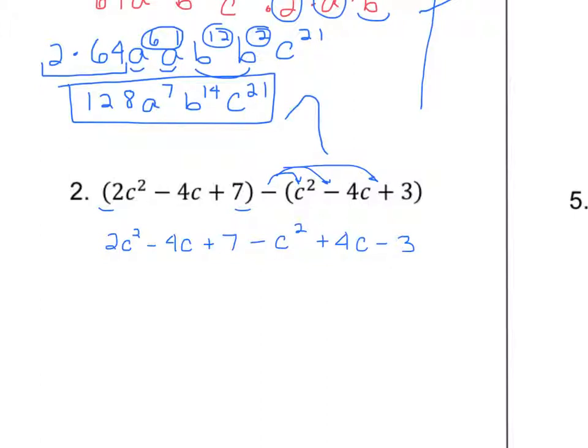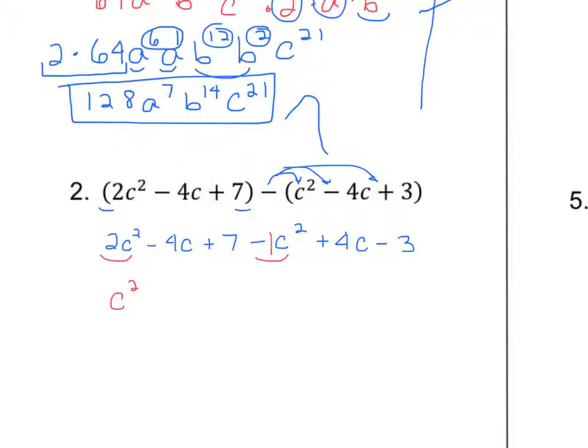So now I'm looking for my like terms. So here's a quadratic term and a quadratic term. I'm going to put a 1 right in front of that so I can see that this is 2c squared. I'm taking away 1c squared, and that leaves me with 1c squared.